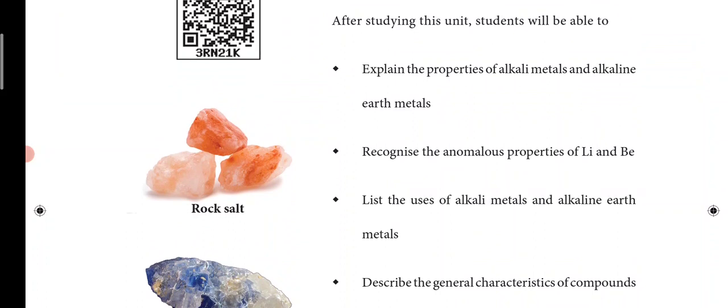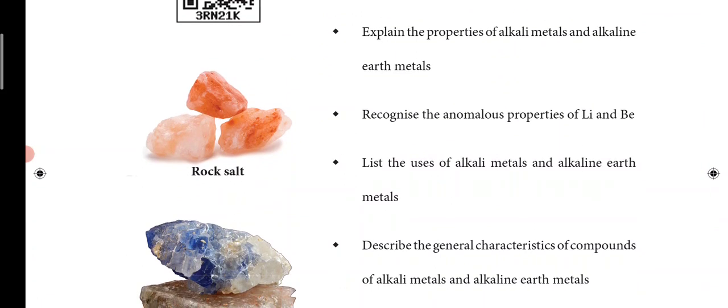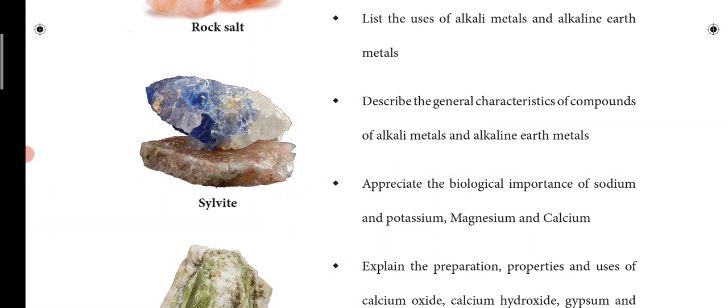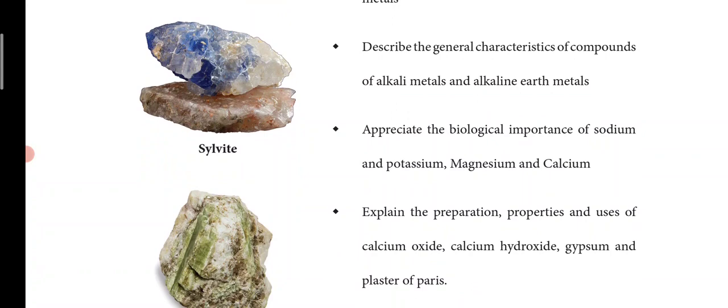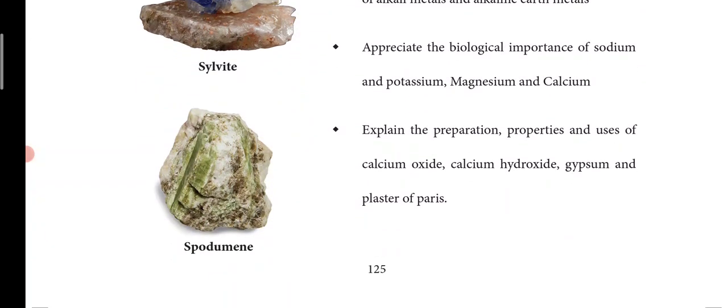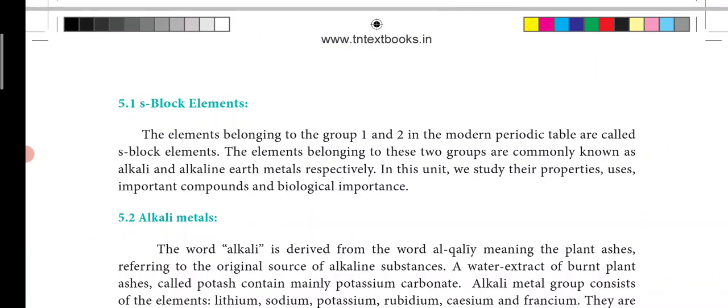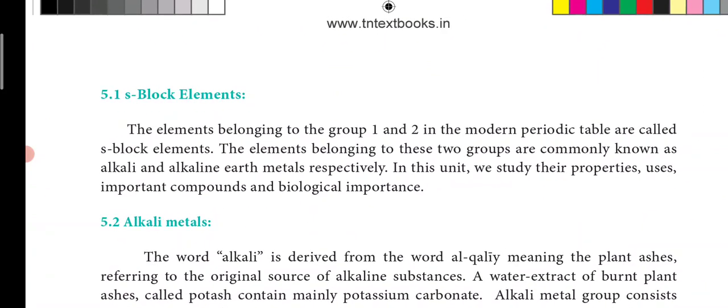When it comes to this lesson, we will be discussing the properties, their anomalous properties, their uses, and how to describe their general characteristics and how they react with other metals, that is their chemical properties, their biological importance, how they are prepared. All that we will be discussing in this chapter. So first let us start off with this introduction.